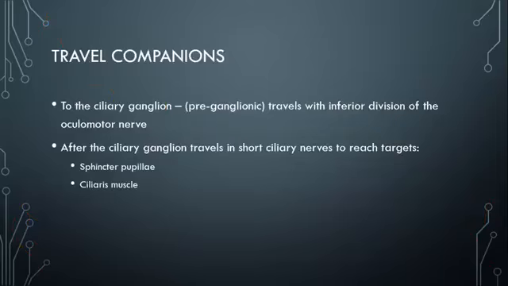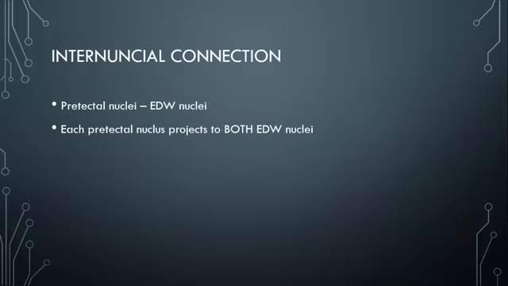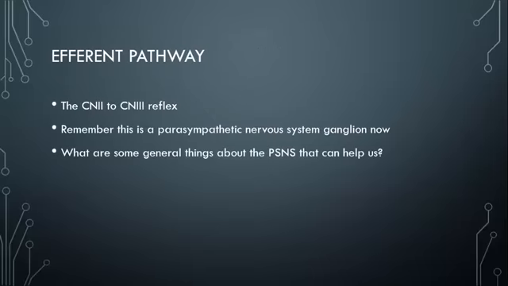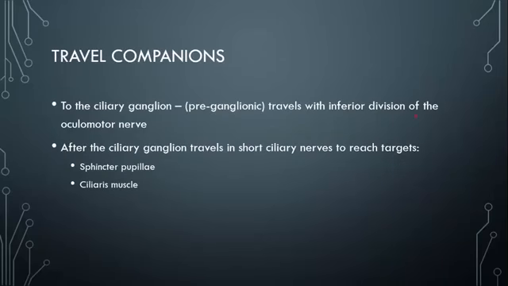So let's see a little bit more about the anatomy of this. So we go to the ciliary ganglion, and that's the preganglionic nerve, and that's traveling with the inferior division of the oculomotor nerve, cranial nerve 3. Right, we talked about this as a 2-3 reflex. And after the ciliary ganglion, now it's a postganglionic nerve, and it's traveling to the target structures, and the specific target structures are a muscle called the sphincter pupillae muscle, and then also the ciliary muscle.